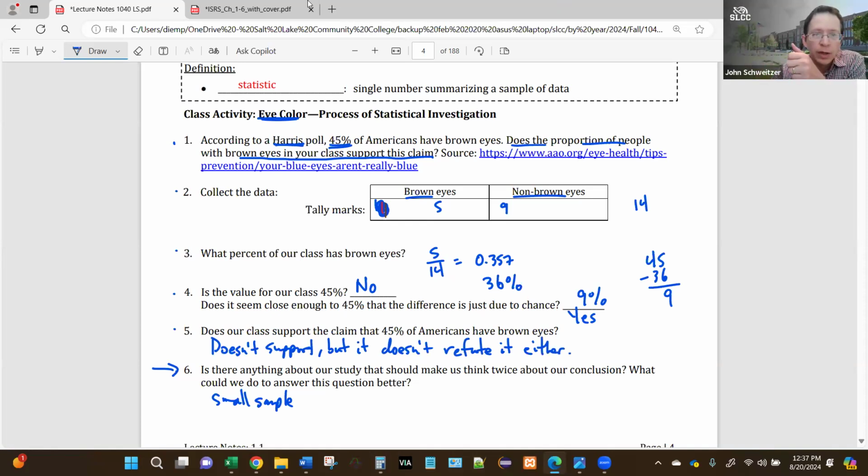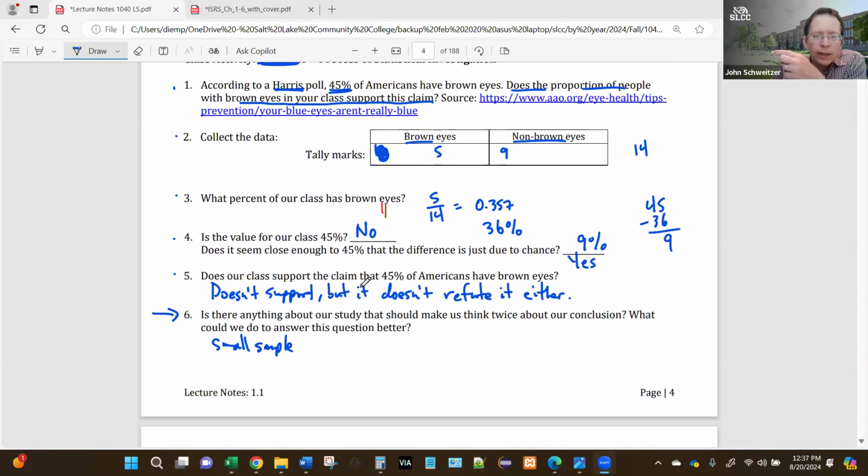That happens a lot with studies, by the way. They're not really definitive. It's just not clear, right? And that's fine. So why doesn't it? I mean, it is different than 45%. So why does it not refute the Harris study?